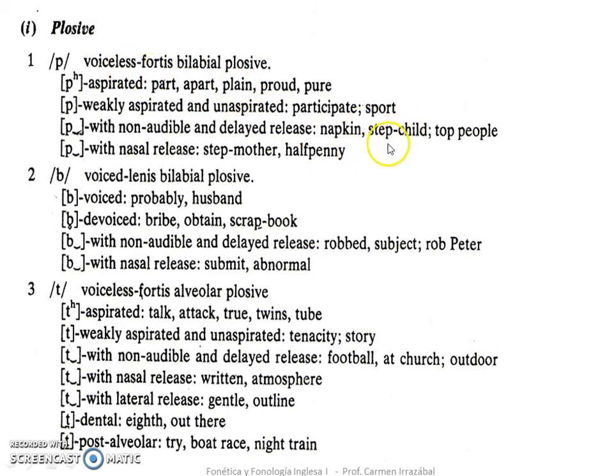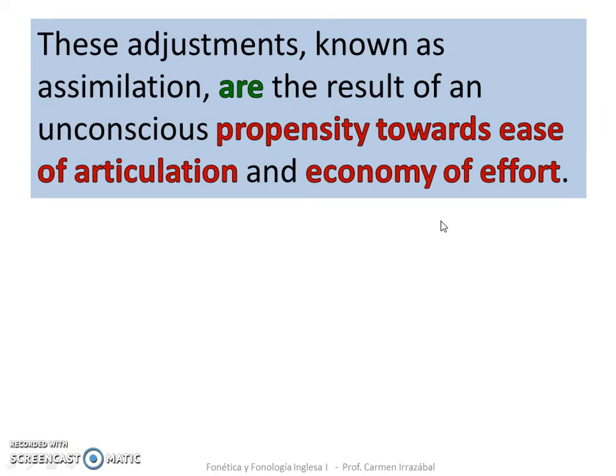We can have a voiceless bilabial plosive with non-audible release in "top people", for instance. The first plosive is not released. What we hear is the release of the second plosive. The first one is said to be incomplete or to have non-audible or delayed release. These adjustments, known as assimilation, are the result of an unconscious propensity towards ease of articulation and economy of effort.